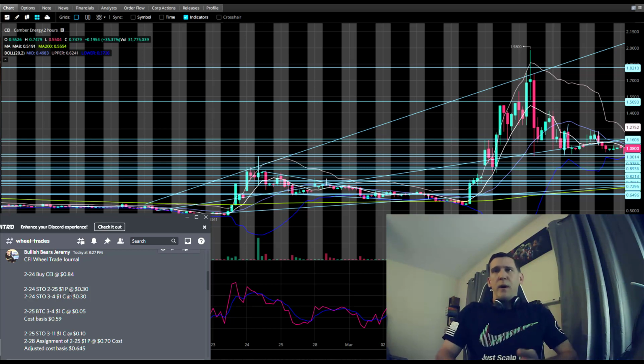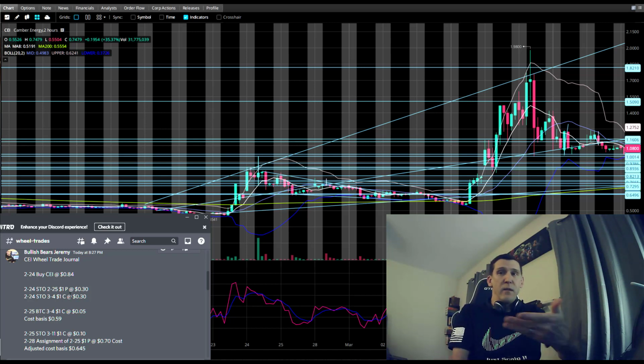And that is important. Ideally, you want to avoid assignment if you can, but if you are assigned, it's not a big deal, especially if the share price is above your cost basis. You can profit those shares, cut your position down by half, and reserve the cash to re-enter the position later by selling another put or another 100 puts, or however many you want to do.